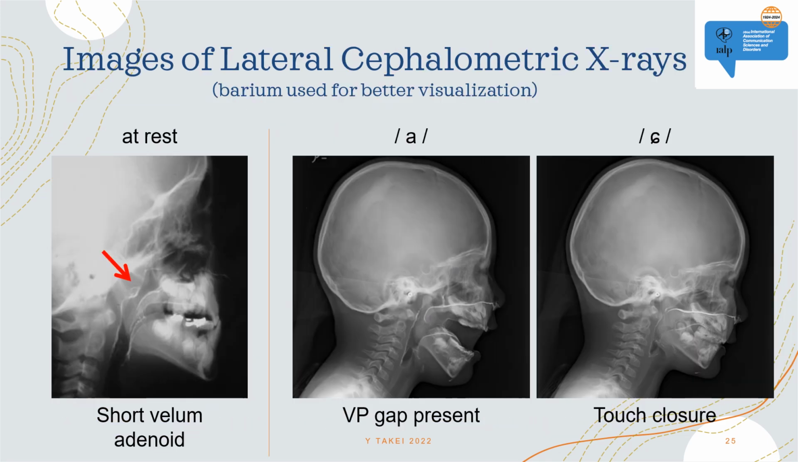Here are the images of lateral ceph. One on the left is an image at rest. You can see the patient has a short velum and an adenoid, which is indicated with a red arrow. On the right are the images of the patient producing the sounds. There is an obvious gap during the prolonged vowel A. During the prolonged high-pressure consonant sh, tight closure is seen.